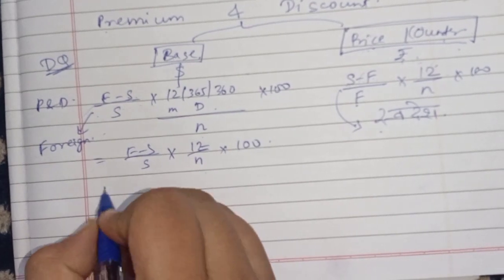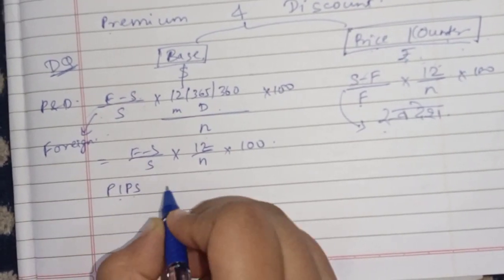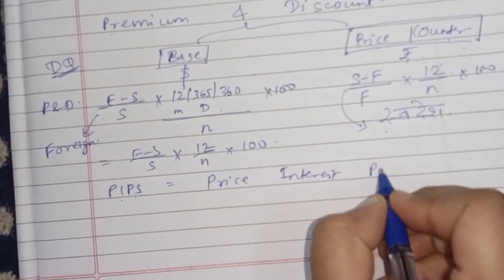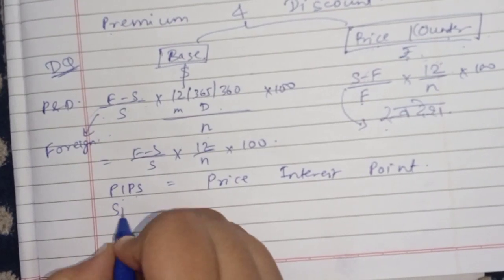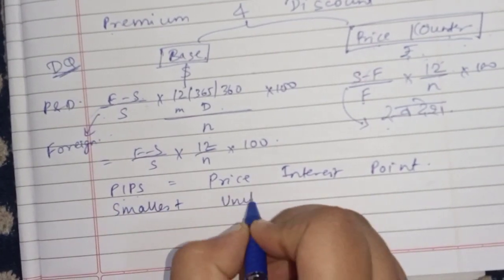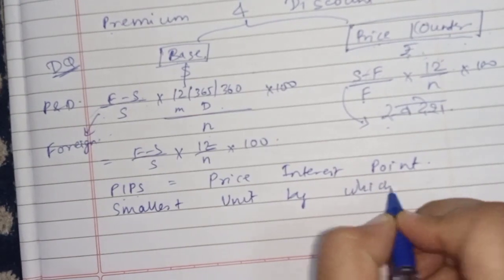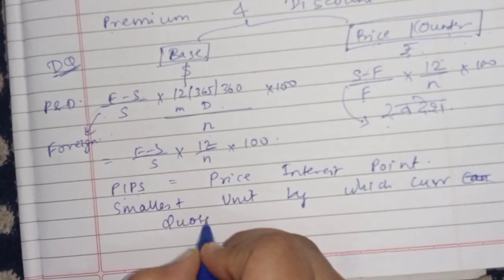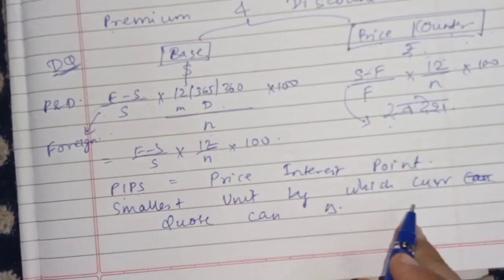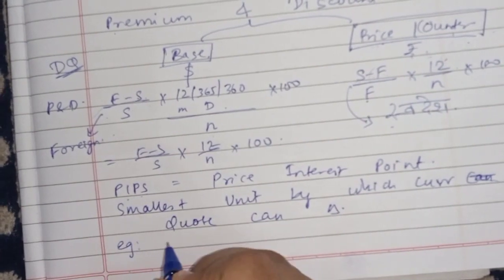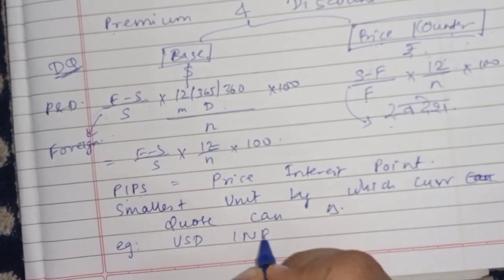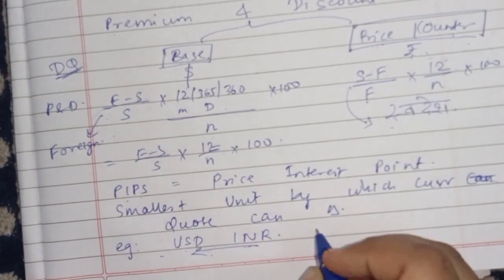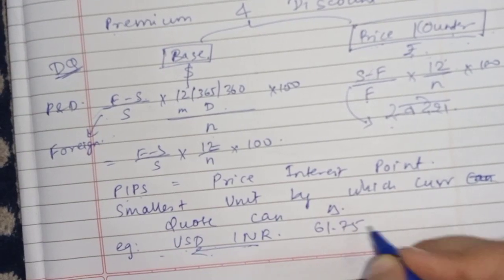Another small concept is of PIPS. What is PIPS? It's the price interest point. PIPS is the smallest unit by which a currency quote can change. Example, let us say USD INR. I am using another quote. You will read it as INR per USD. From this direction you will read it, and an example is 61.75.